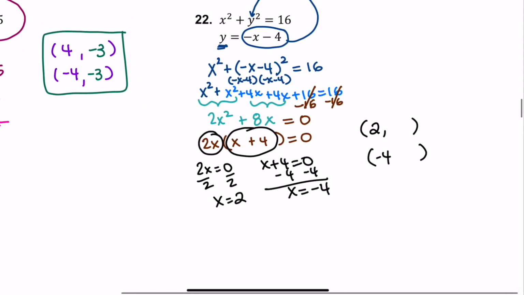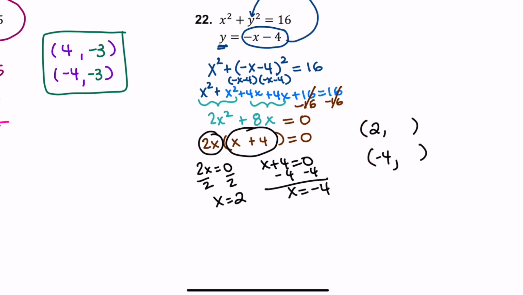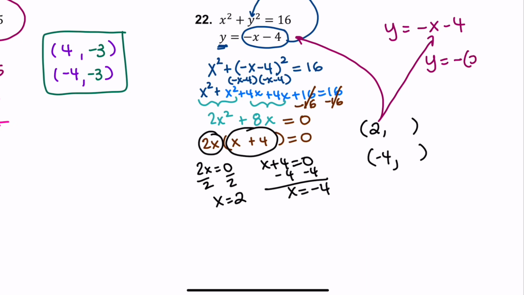Now, to get the y value, we can plug it into the first equation or the second equation. It doesn't matter which one we plug it into because we're looking for where these are equal. So I'm going to plug it into the second equation because it looks a little easier. The y is going to equal a negative x minus 4. If my x is 2, I'm going to have y equals a negative 2 minus 4, which is a negative 6. So when the x is 2, the y is negative 6.